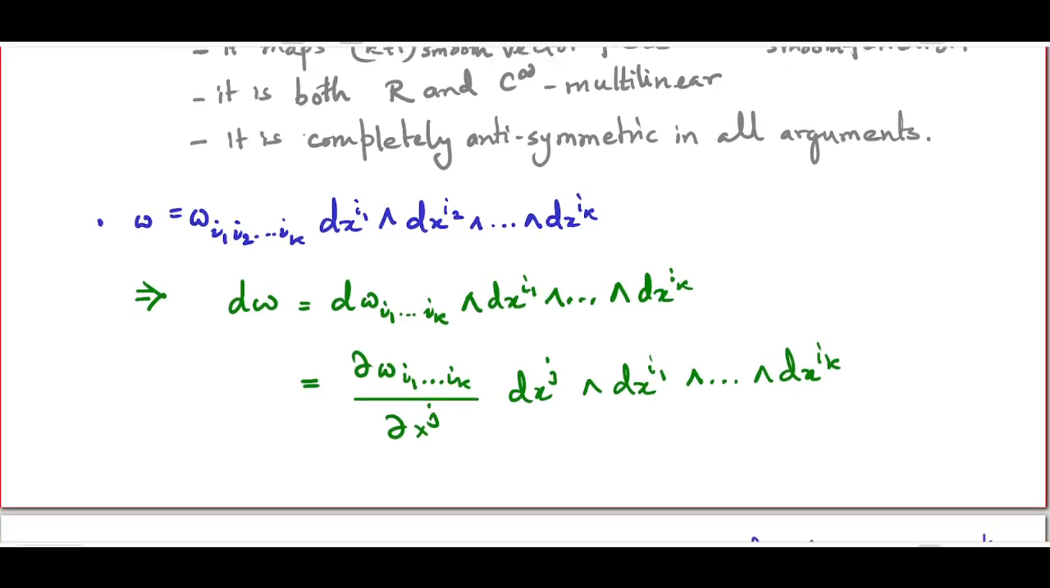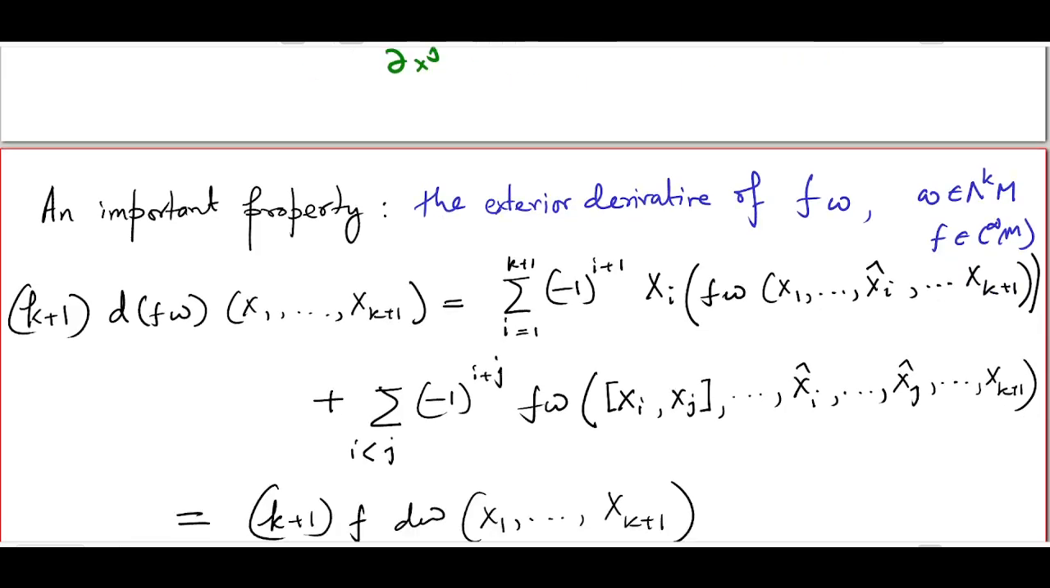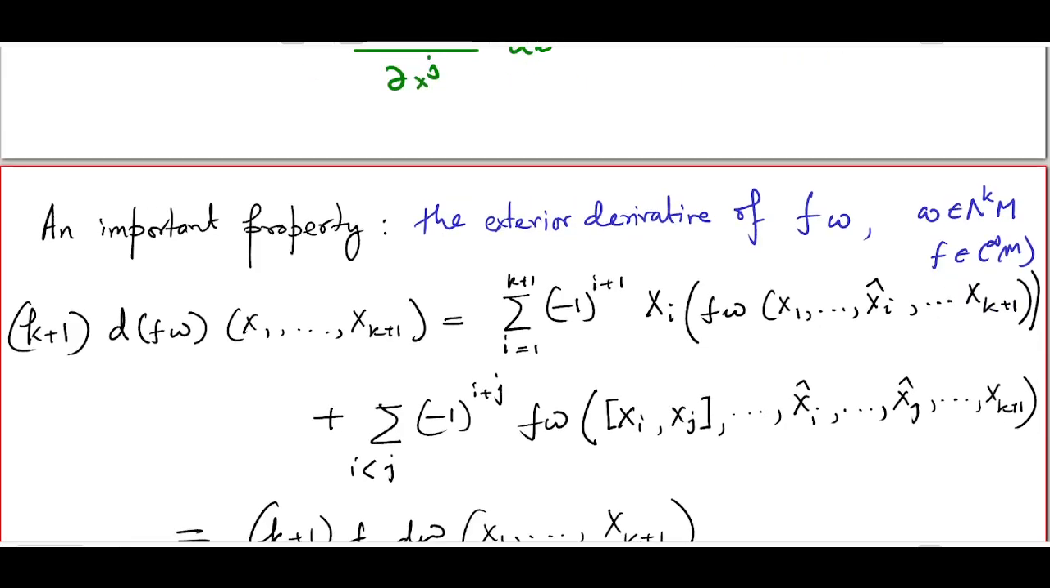Now, to figure out exactly what d of f omega is, we will fall back on the definition of the exterior derivative. So we have k plus 1 times d of f omega fed all these k plus 1 vector fields given by these two sums on the right hand side. Here, all we have done is replaced omega in the definition by f times omega, here and here.